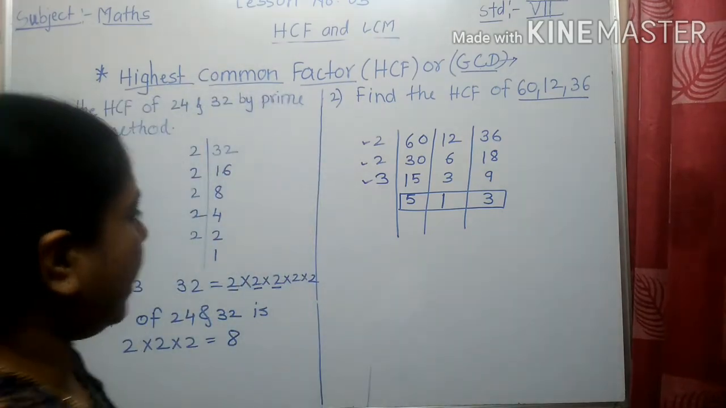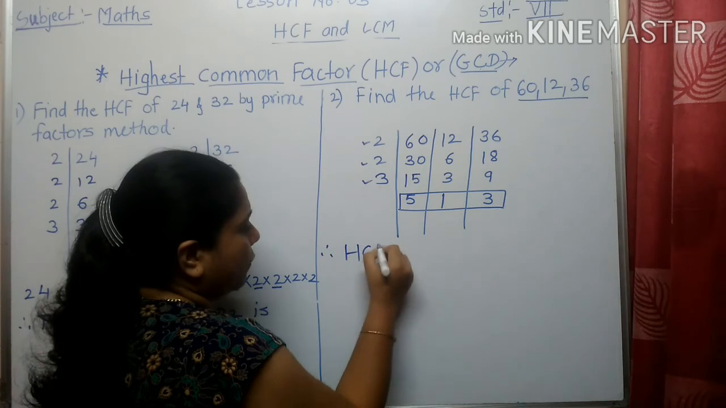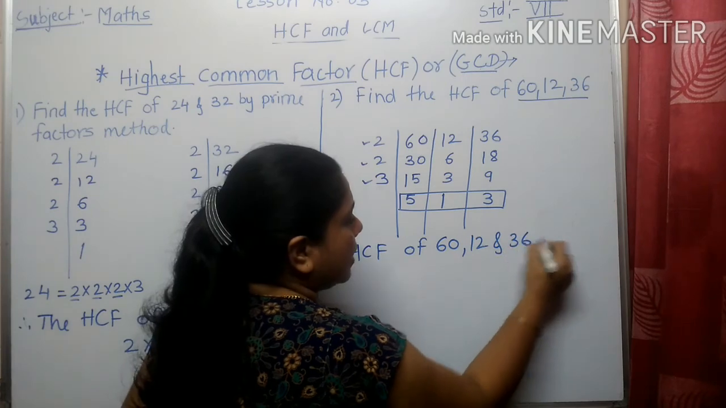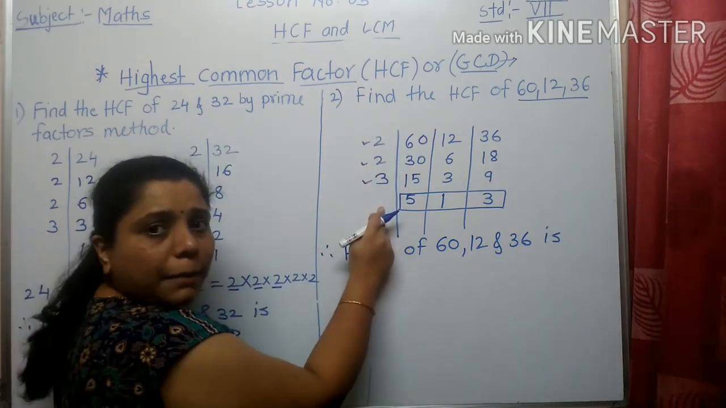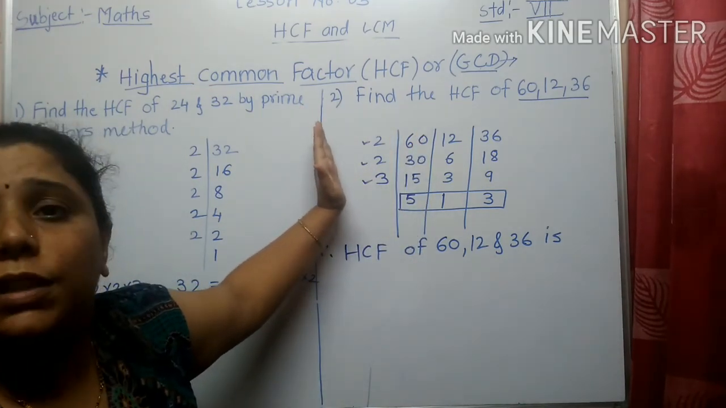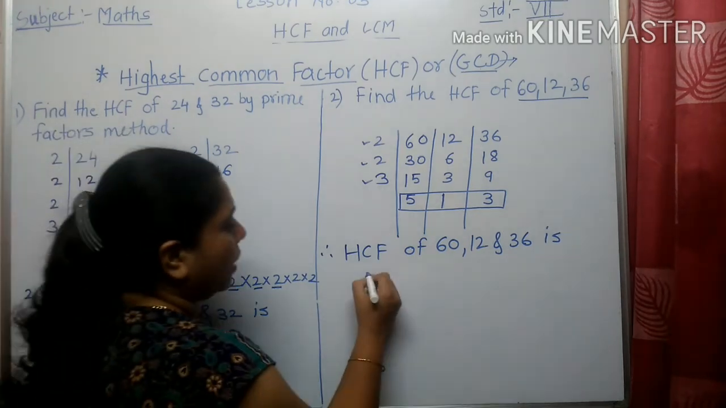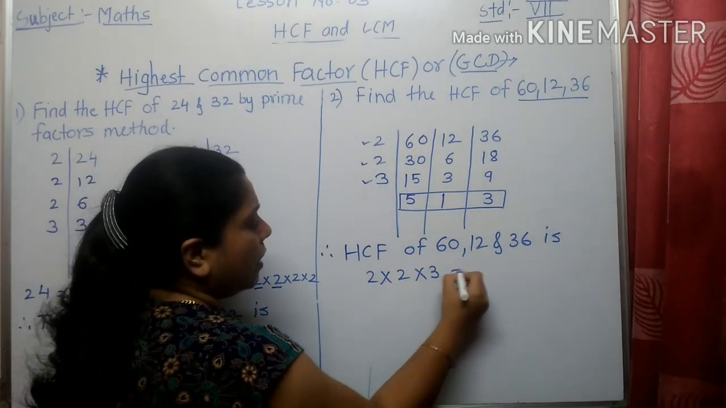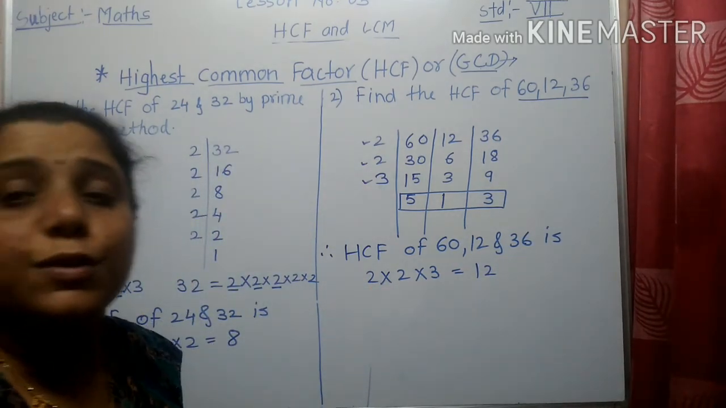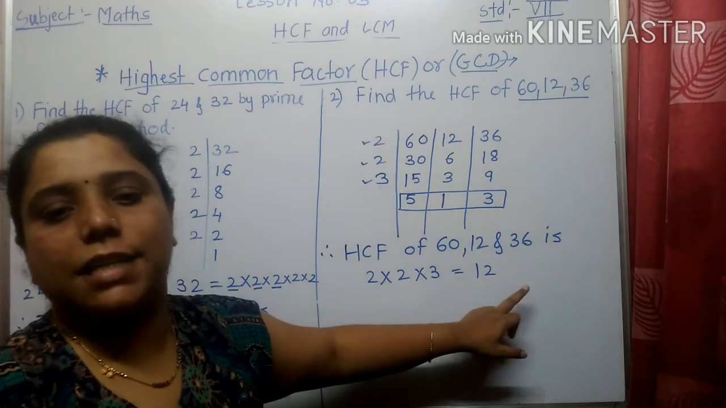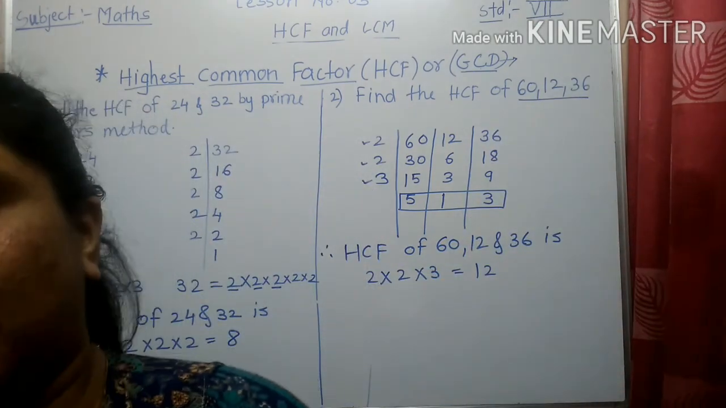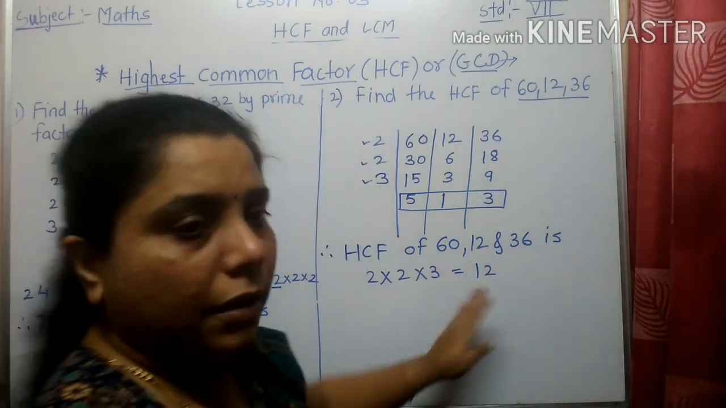Okay, so here I will write: therefore HCF of 60, 12 and 36 is, you have to take the product of the numbers given to the left side of this line. So which is the product? 2 into 2 into 3, that is equal to 12. So what is the HCF? I can say that 12 is a divisor of 60 and 36. Understood? Okay, copy this sum.